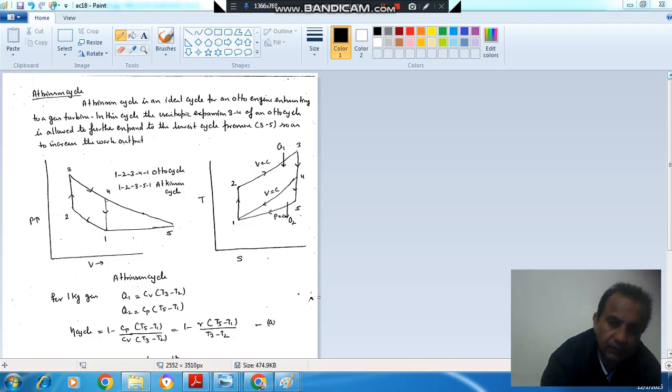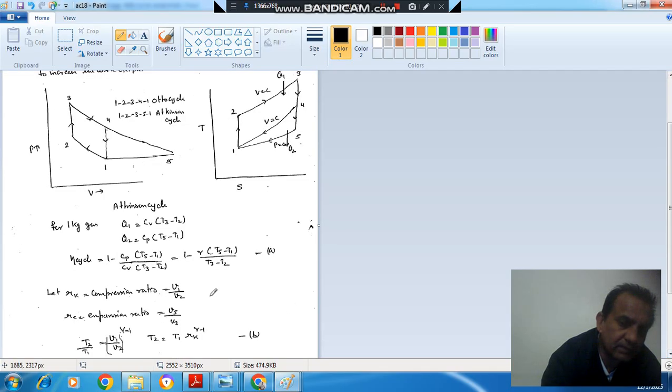The efficiency is 1 minus Q2 by Q1, so it will be 1 minus Cp (T5 minus T1) divided by Cv (T3 minus T2), or 1 minus gamma (T5 minus T1) divided by (T3 minus T2). So this is equation A. Here the compression ratio is V1 by V2, and the expansion ratio is V5 by V3.